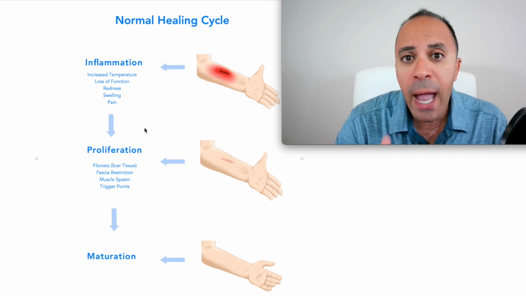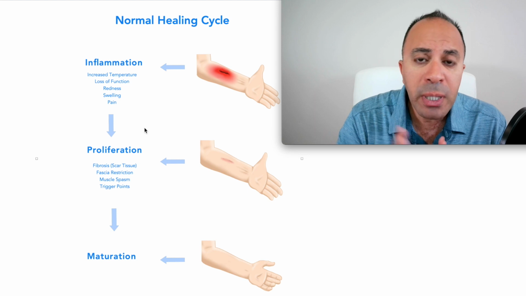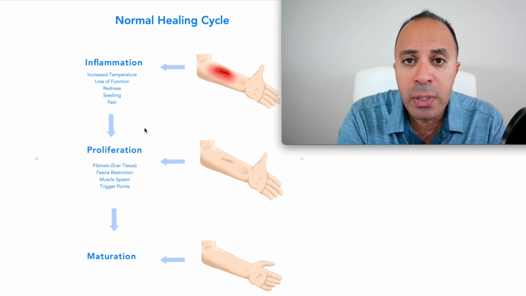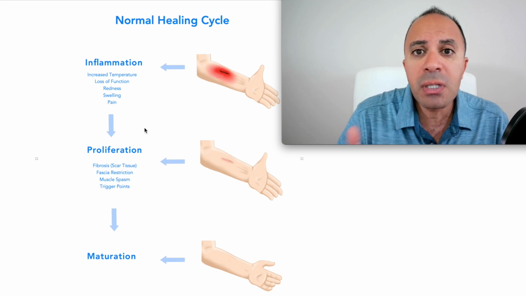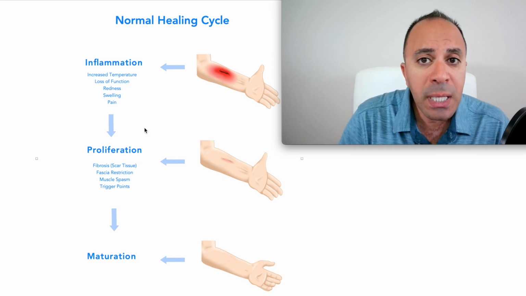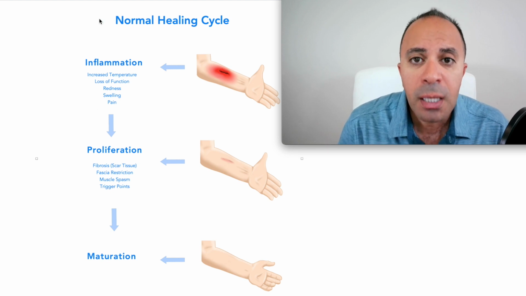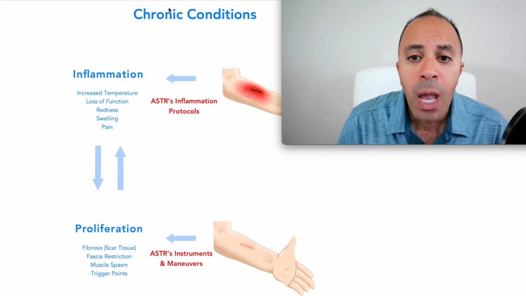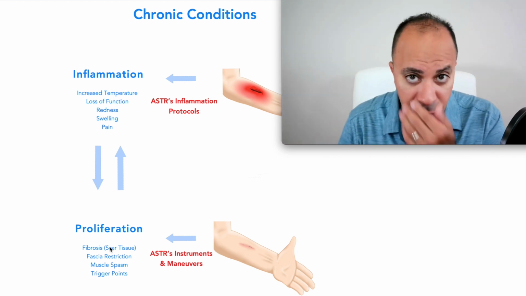And if you have the trigger on a daily basis, like poor posture, poor body mechanics, and other trigger causes that we went over, you're not giving time to your body to heal or recover. So we have to eliminate the trigger. At the same time, we have to break the healing cycle, the vicious chronic condition of inflammation and proliferation, where you are going back and forth.